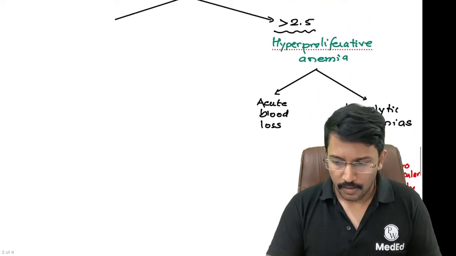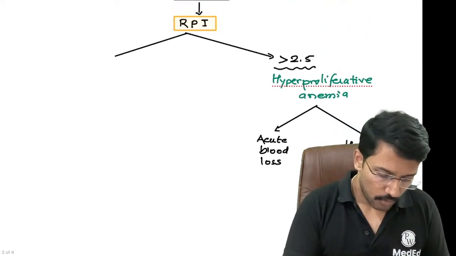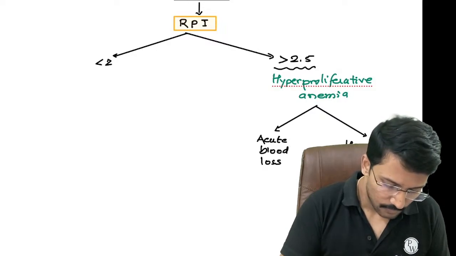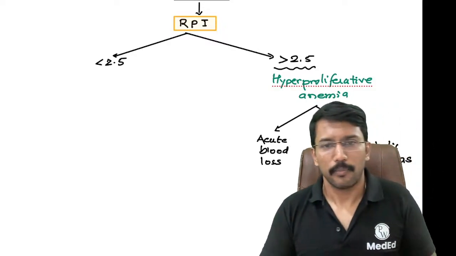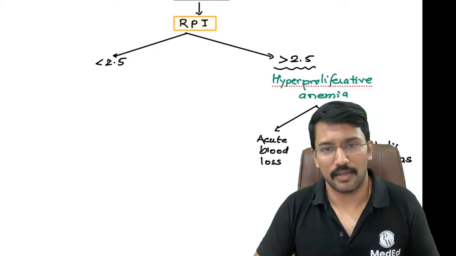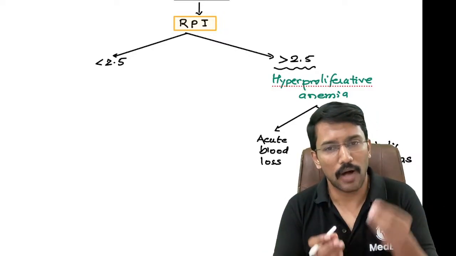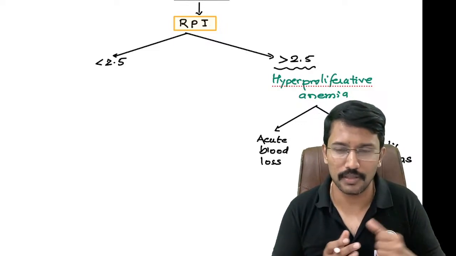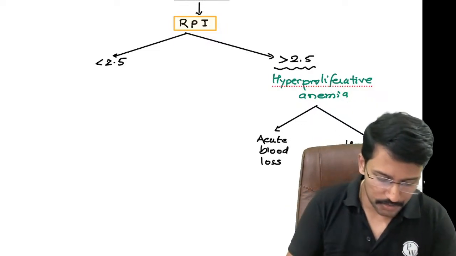Now what if the reticulocyte production index is less than 2.5? That means the son is not squandering, the father himself is earning less. So why is there poverty in the house? Because the father is earning less. It means your bone marrow is not able to produce sufficient RBCs. So in what condition can it happen?